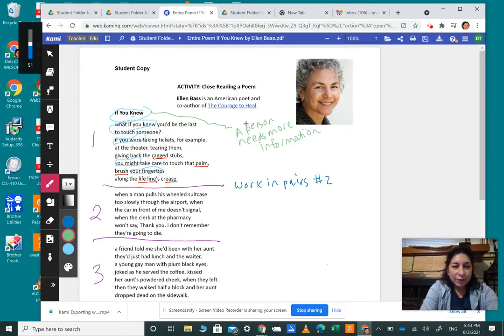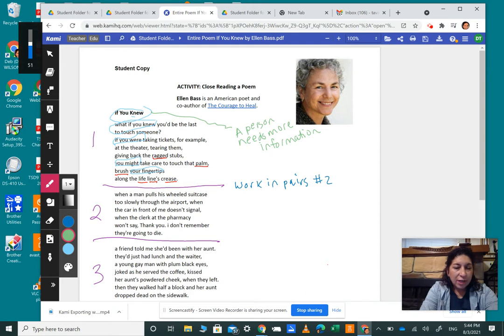I already circled it as a repeated idea going through the poem in light blue, but in green, I'm taking notes or a prediction. When I read "if you knew," I think about a person who needs more information, because "you" is a person. So maybe the person would be more willing to change, possibly.